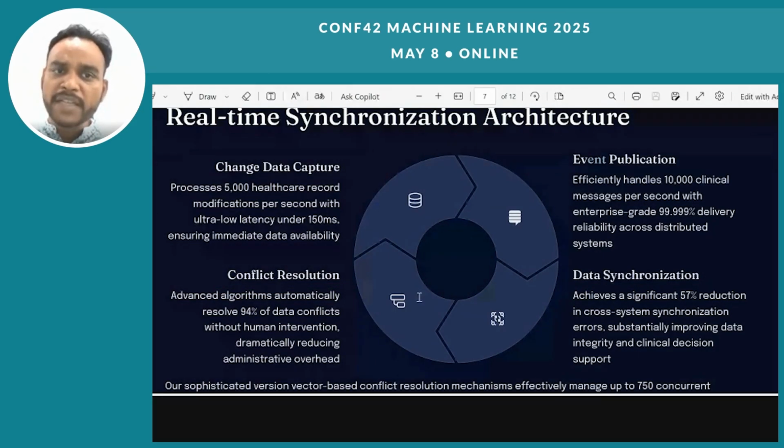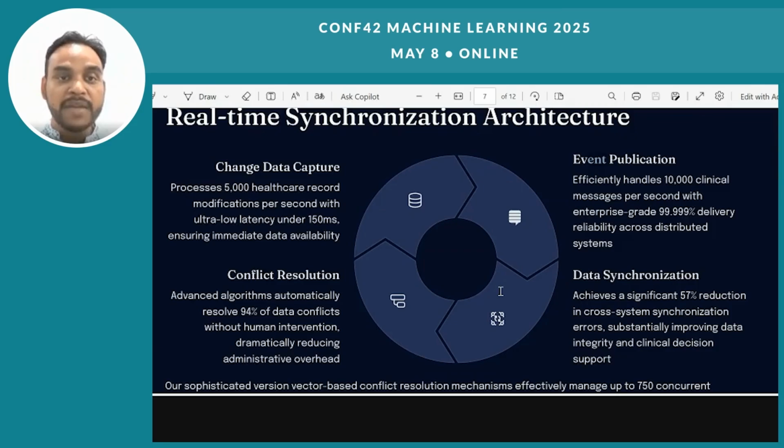CDC: the implementation of change data capture mechanisms in healthcare environments has shown remarkable improvement in data consistency maintenance. Research demonstrates that modern CDC systems can effectively process approximately 500 changes per second during peak operational hours, with average end-to-end latency remaining under 150 milliseconds. Healthcare facilities implementing CDC architecture have reported a 57% reduction in data synchronization errors and a 43% improvement in real-time data availability.